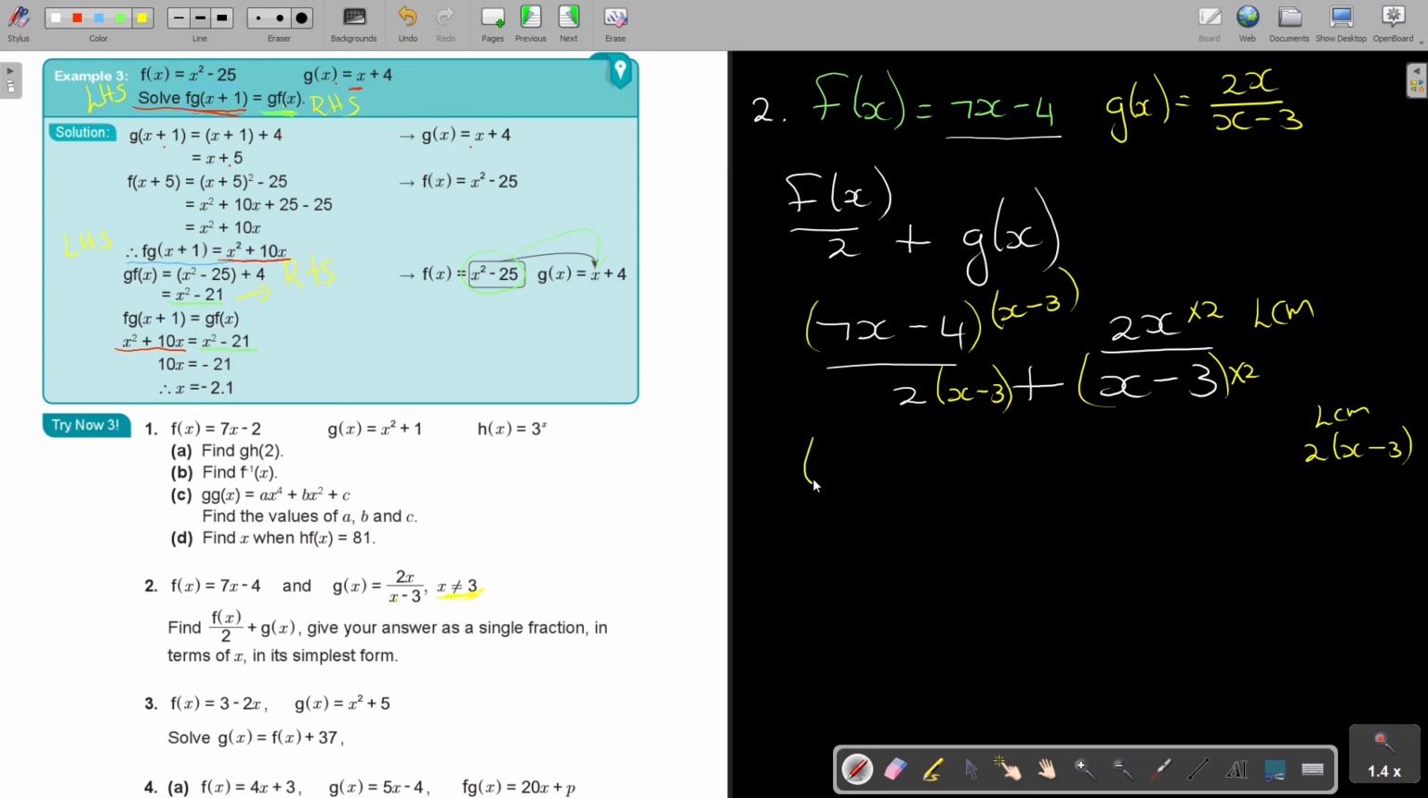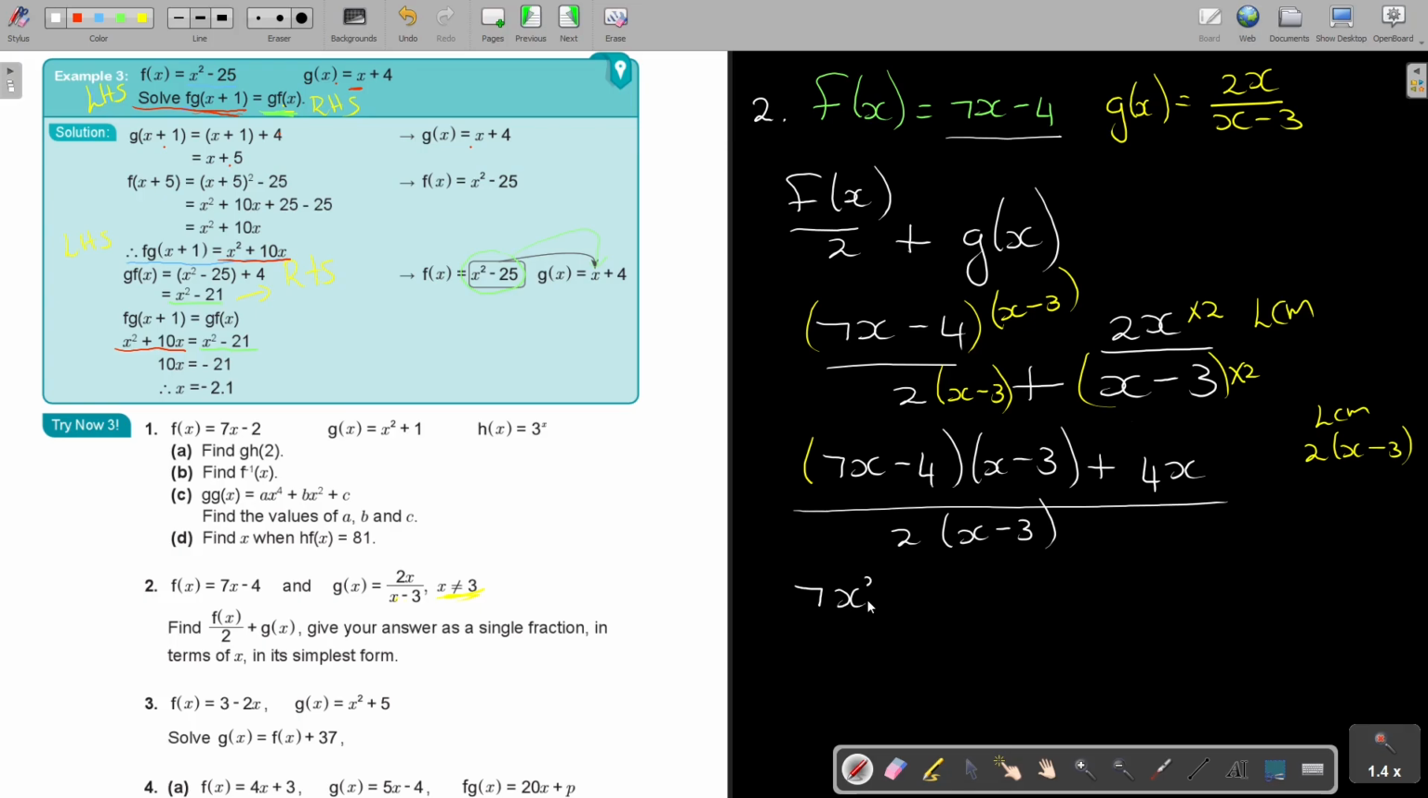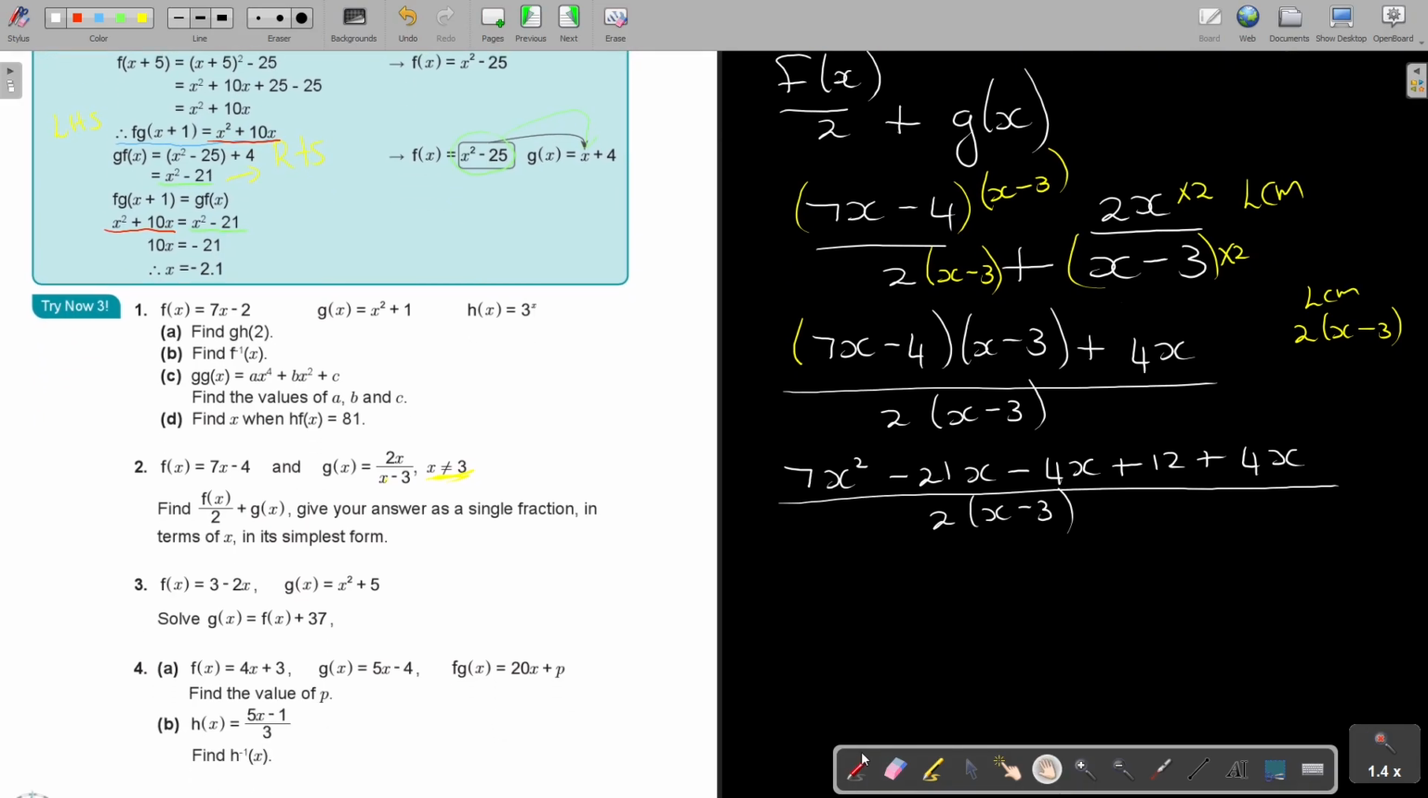So you're going to have, and I'm just going to continue in white, 7x minus 4, x minus 3, plus 4x over my lowest common multiple 2, x minus 3. And now I'm going to multiply out. So it's going to be 7x squared minus 21x minus 4x plus 12 plus 4x over 2, x minus 3.